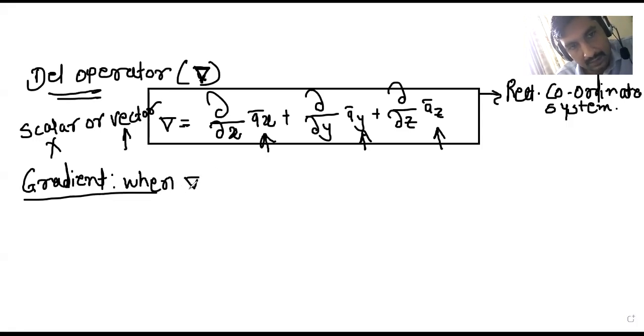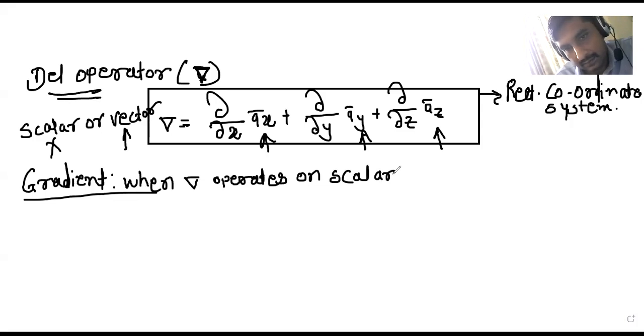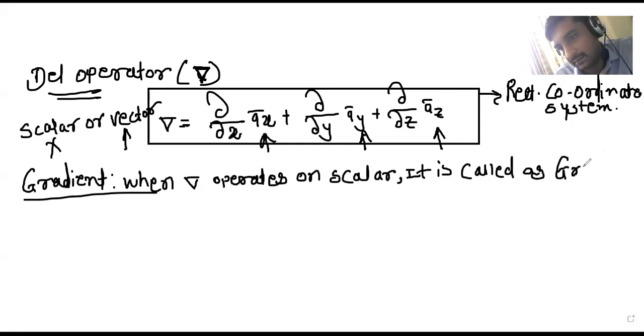Del itself is a vector quantity. When this del, that means a vector quantity, operates on a scalar quantity, it is called a gradient.